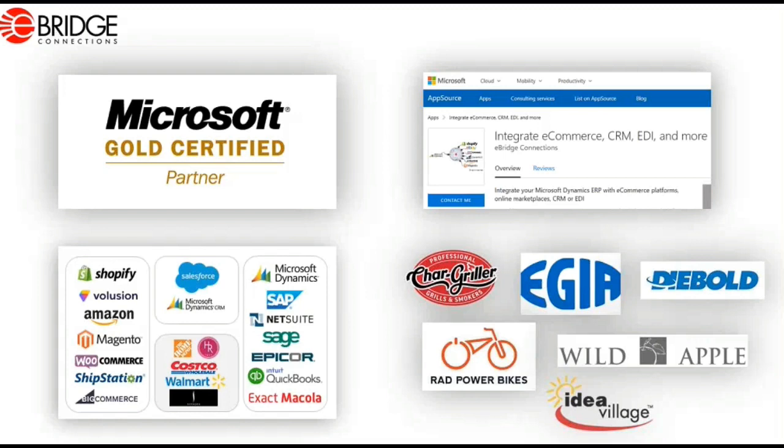All right, and we have about 600 companies that call us their integration partner. One of the newest ones, Rad Power Bikes, and also Char-Griller, so you might be grilling on the Big Green Egg this summer. They're a customer of ours using a Shopify store.